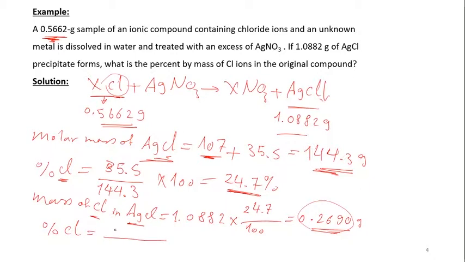So percent by mass of chloride ions would be equal to the mass of the chloride ions in the silver chloride divided by the total mass of my original sample multiplied by 100. From that I can find out it is 47.51%. So you can see here that from knowing the weight of the precipitate, I can just calculate the percent by mass of my chloride ions in the original sample.